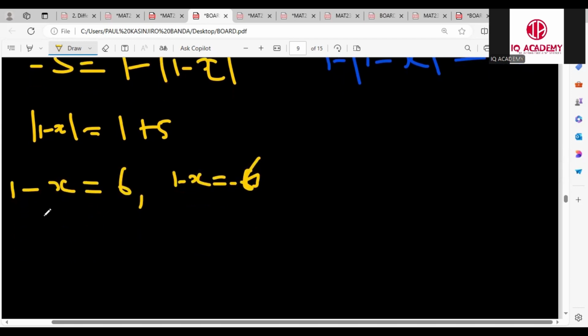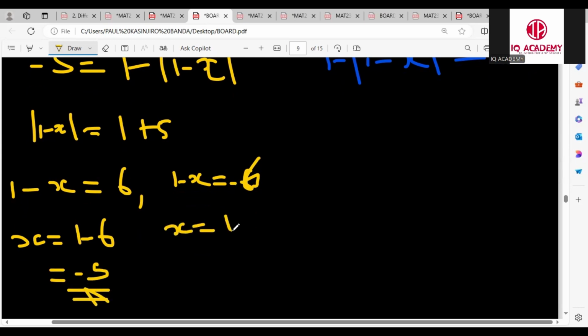So x, take it there, bring the 6 there. So x will actually be equals to 1 minus 6, which will just be what? Minus 5, right? Okay, so minus 5. And then here, our x will just be equals to what? It will be 1 plus 6, which will be x is equals to 7.